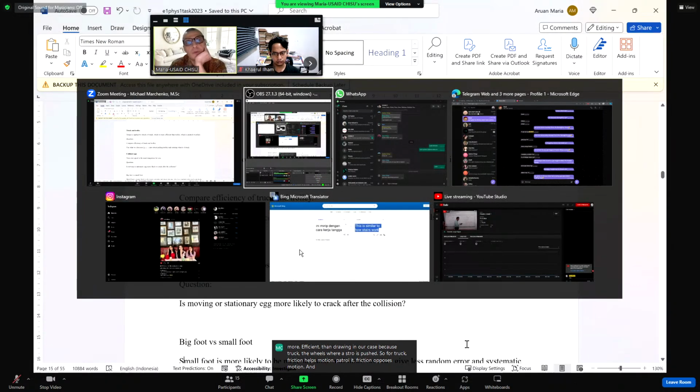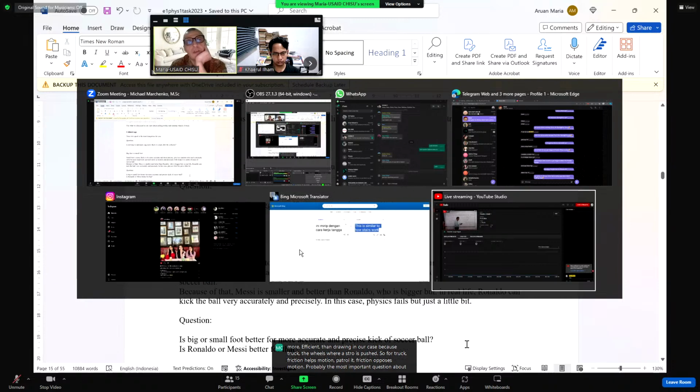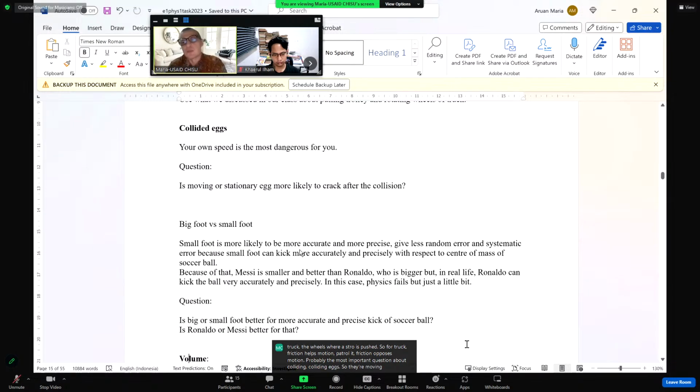And probably the most important question about colliding eggs. So the moving egg is more likely to crack than a stationary egg, yeah? And big foot is worse than small foot for soccer players statistically. Some of you try to argue that it depends on skills. Of course, it depends on skills, but we assume the skills are the same. And I did statistical analysis of the top players. Maybe I can show it to you, maybe later sometimes.